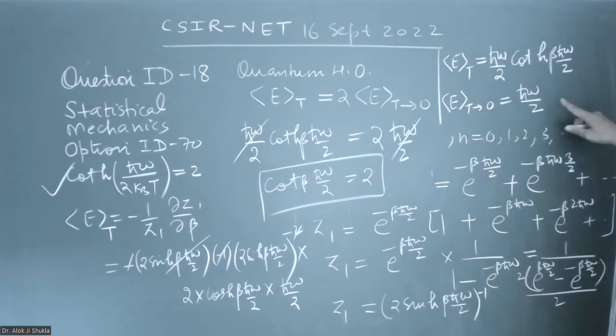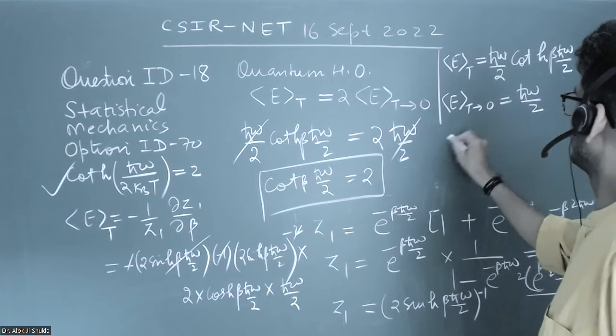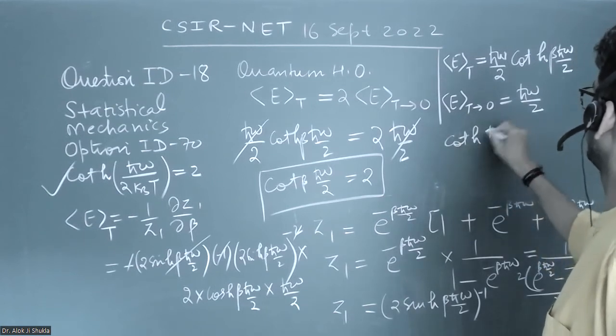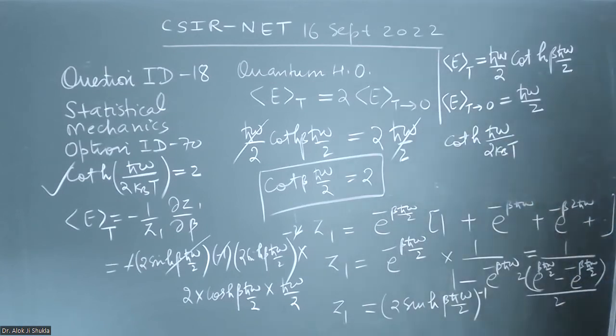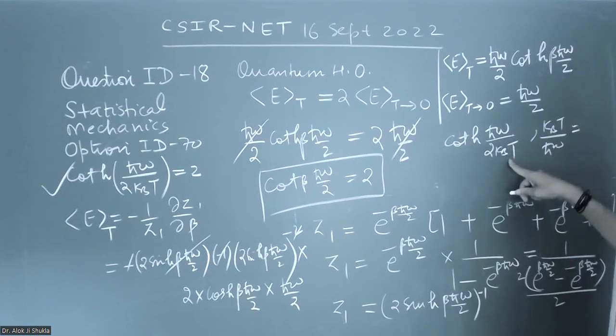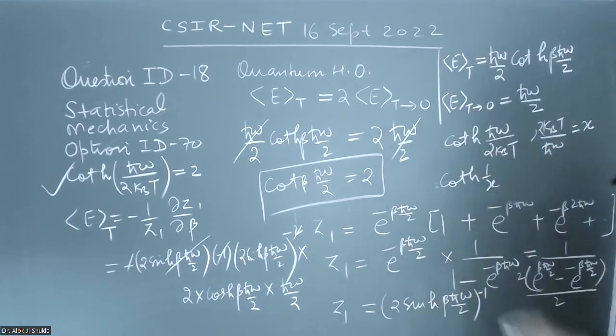And if you want to understand why I have taken this value equal to 1, you can see it like this: we had coth of h cut omega by 2 kBT. Okay, so we have to put T equal to 0. So let us take 2 kBT by h cut omega equal to x, like this. So it will become coth of 1 by x. Okay, so you have to take a small value of x.